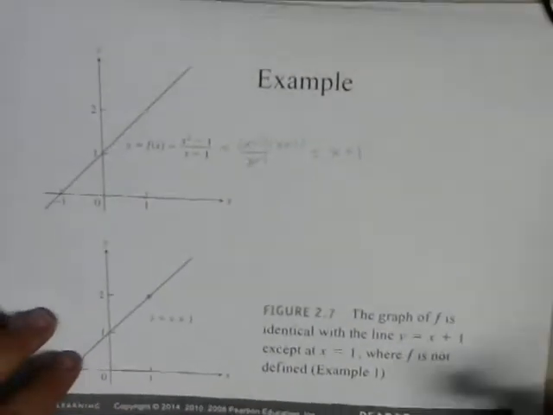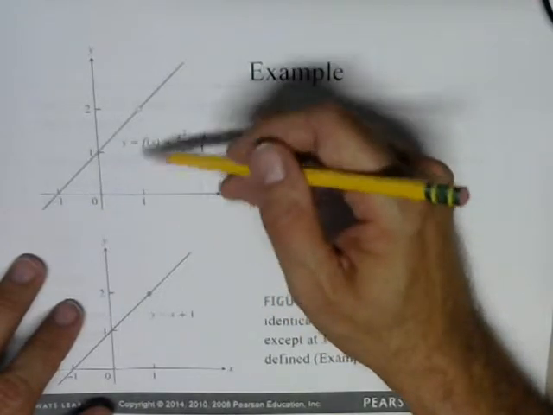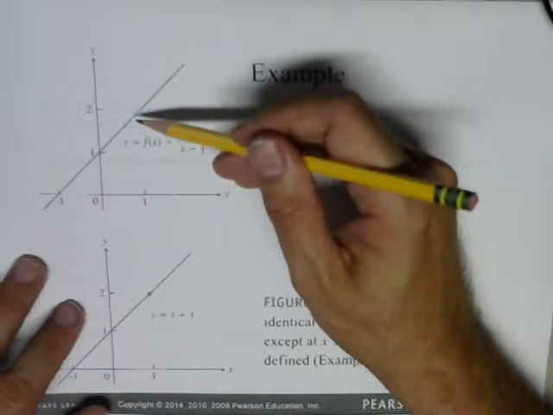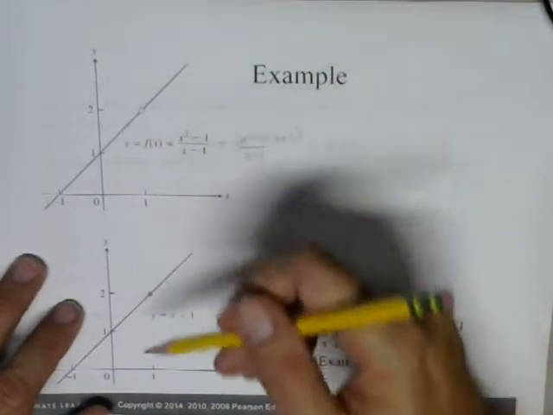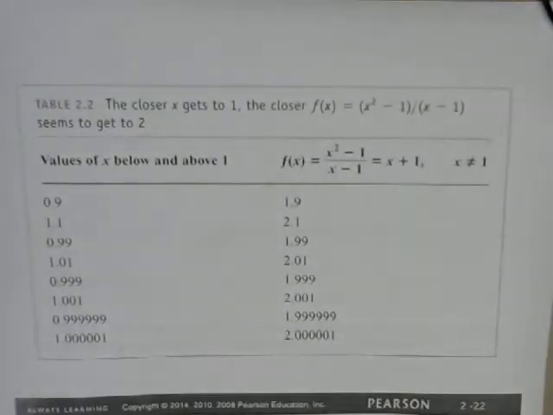But they do have the same limit as x approaches 1, right? So as x approaches 1 here, it looks like the height of the function is getting closer and closer to 2, even though it's not defined at x equal to 1. Same thing here, right? Even though it's defined there, the height of the function will get closer and closer to 2.